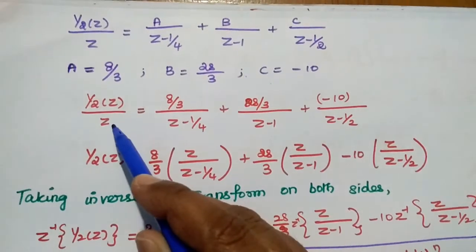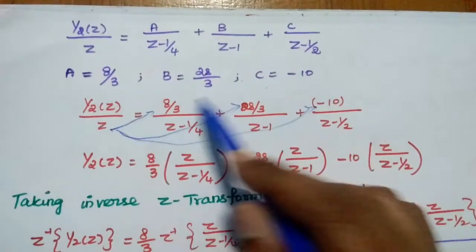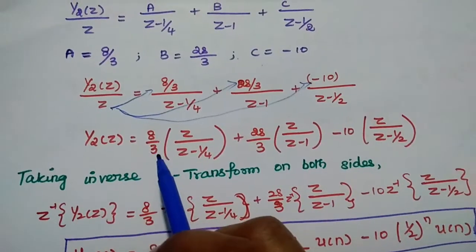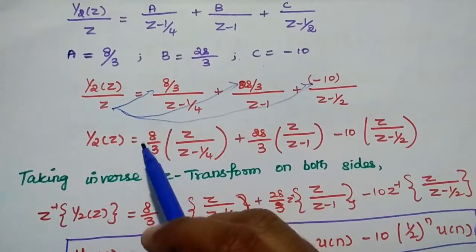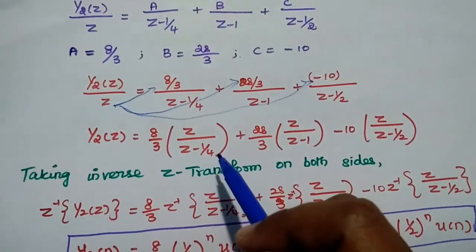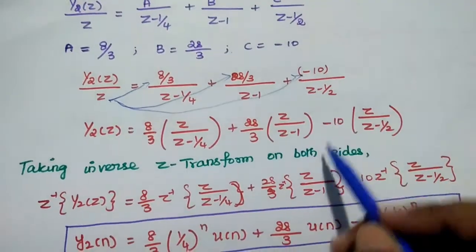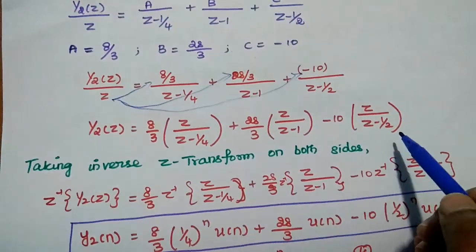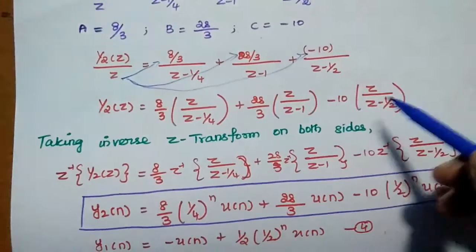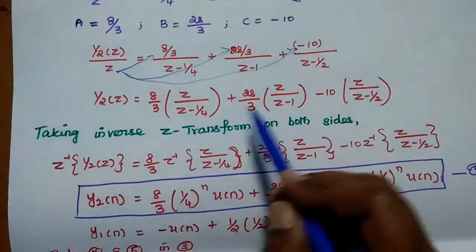So the next step is what? We are moving this z to the right hand side. So it is common for all the terms. So we can write y2 of z is equal to 8 by 3, which is a constant, and we can take it outside for our reference, and this z divided by z minus 1 by 4 plus 28 by 3 z divided by z minus 1 minus 10 into z divided by z minus 1 by 2. Okay, after substituting this z value, we have to take the inverse z transform on both sides.